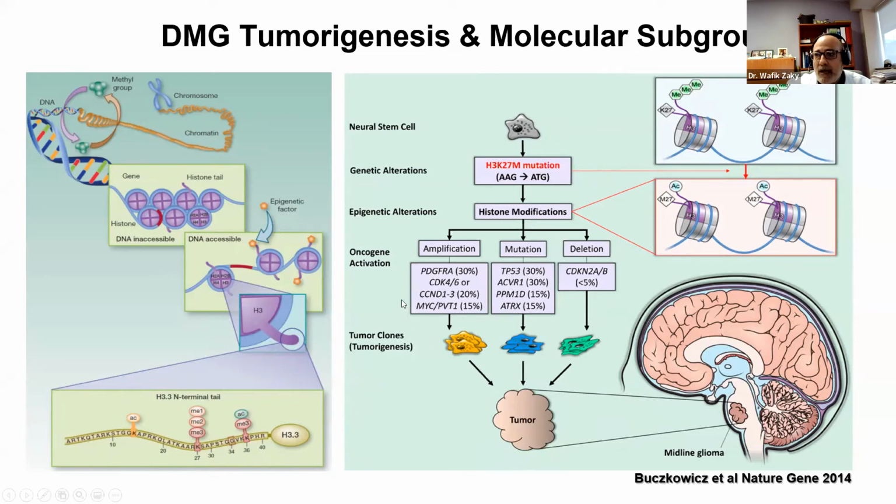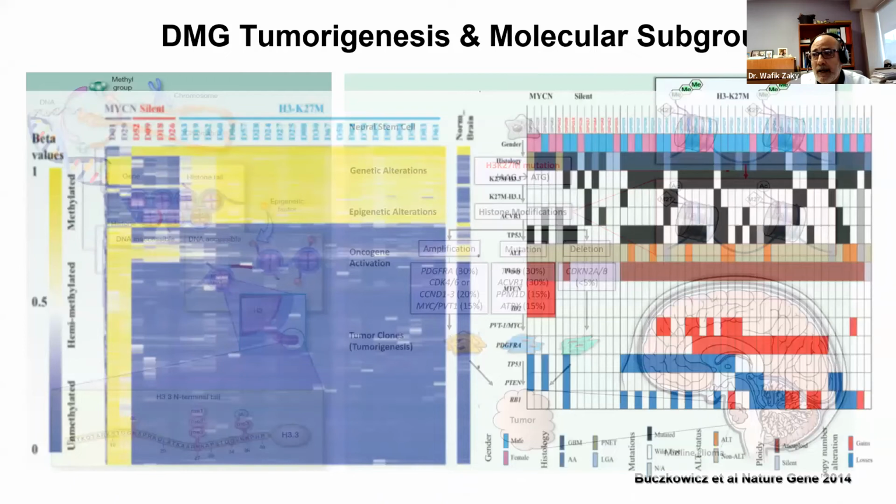And so we know histone mutation is common, up to 70 to 80% in midline gliomas, depending on the location. But there are other alterations encountered, including P53 or ACVR1 mutation. There is also some amplification of PDGFRA and cyclin D4 and 6, and deletion of CDKN2A. So all of these interact together, cause the tumorigenesis, leading to the midline gliomas.